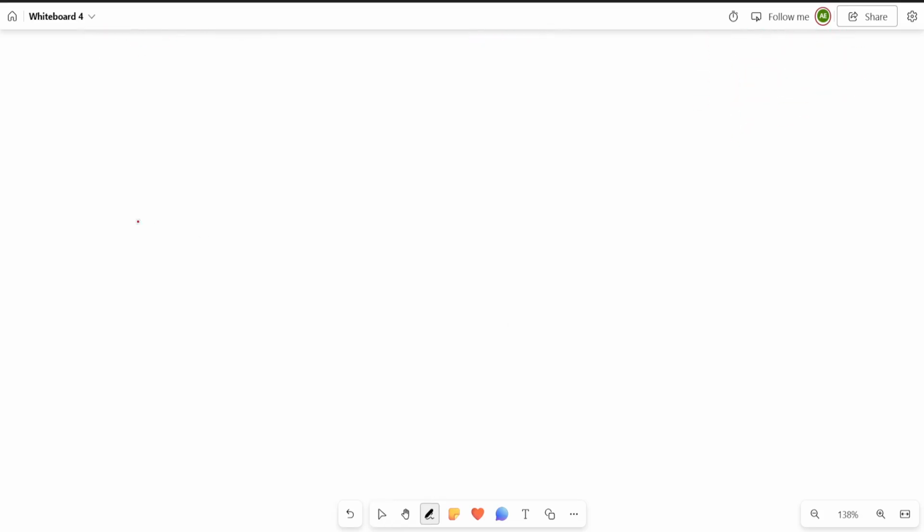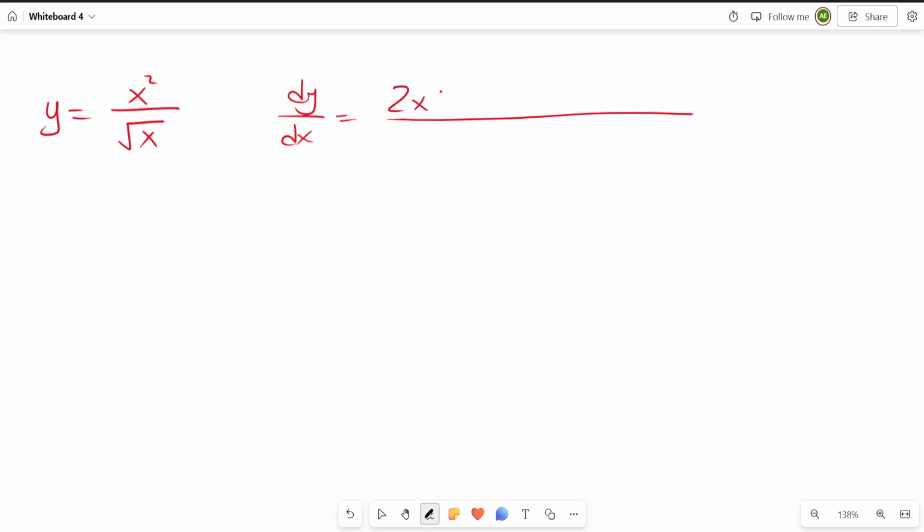Let's say we have y equals x squared over root x. Let's apply our rule. So our rule says that dy by dx, or the derivative, is going to equal the first function differentiated, or the derivative of the function on the top, which is going to be differentiation of x squared, which is 2x, multiply root x, and I will write it as x power half for now.